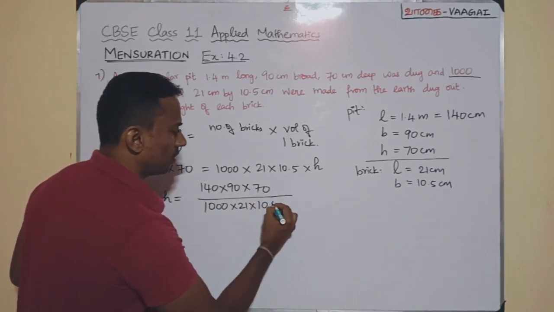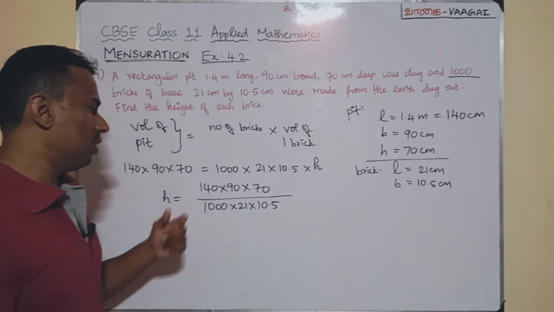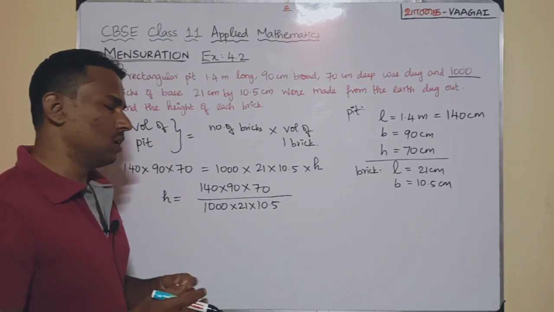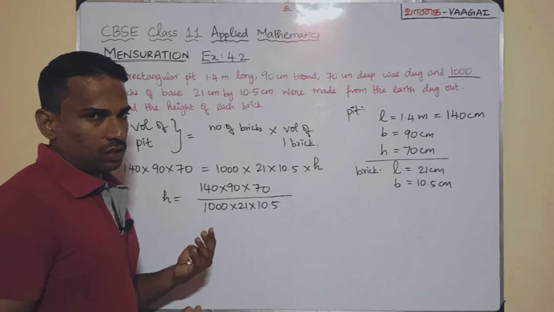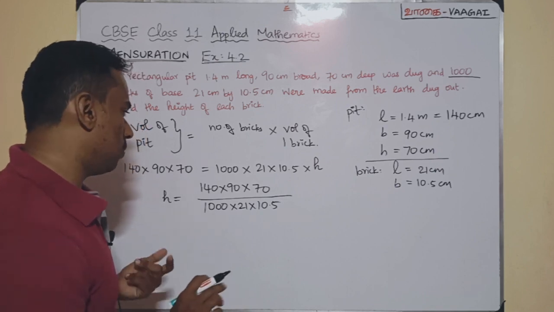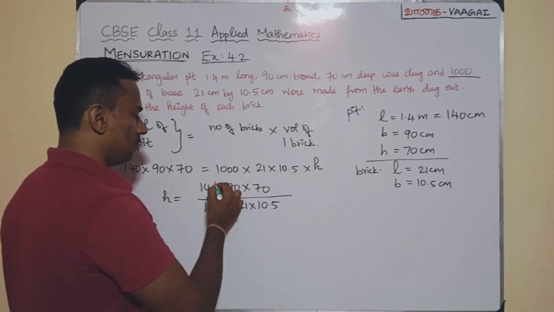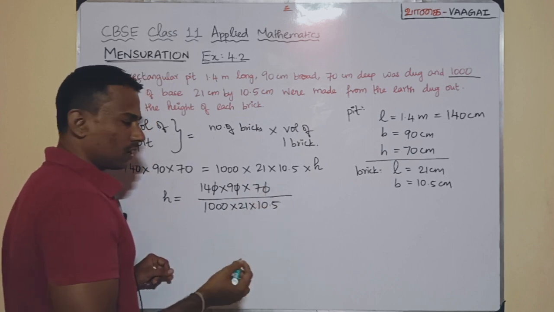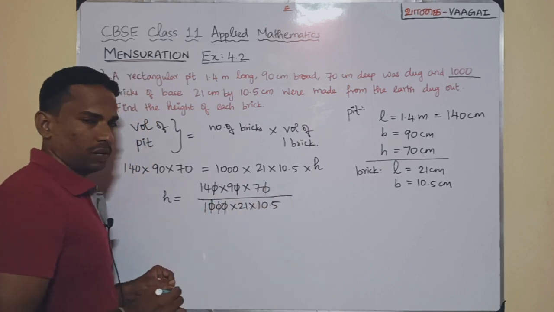Okay, yes, 10.5. So this is how it becomes. Now we'll just carefully simplify this calculation to get the answer. So first step, what I can do is, see here very clearly, I have 3 zeros in my numerator. I can cut them with these 3 zeros which I see in the denominator.